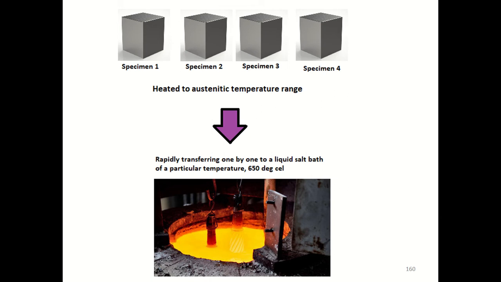What is the austenitic temperature range? It's nothing but the eutectoid temperature. So we heat to that austenitic temperature range, and then thereafter each specimen is rapidly transferred, one by one, to a liquid salt bath of a particular temperature, say 650 degrees Celsius. That you can see in the lower image. It's a liquid salt bath. You can see this is specimen 1, specimen 2, similarly specimen 3, specimen 4. After heating to the austenitic temperature range, I rapidly transfer one by one to a liquid salt bath of a particular temperature.